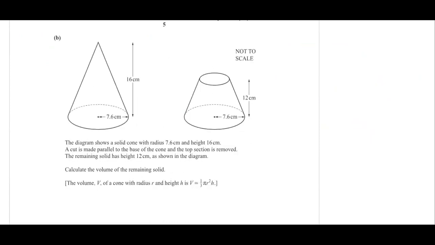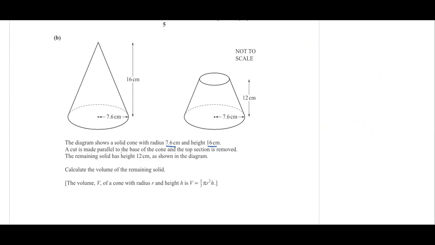All right. Now the diagram shows a solid cone with a radius of 7.6 centimeters and a height of 16 centimeters. This is the height, the vertical height. This is not the slant height.